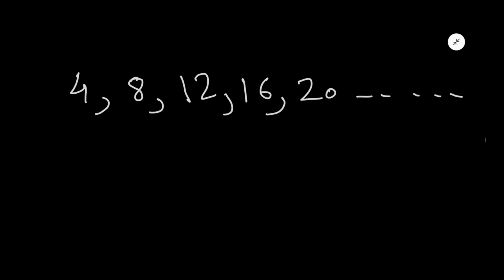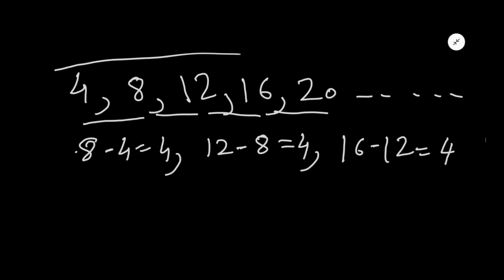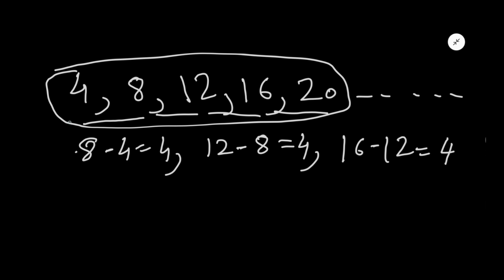So similarly, let's take one more example. So this is an AP which is going on. So the difference between the consecutive terms, which is 8 and 4, 12 and 8, 16 and 12 and 20 and 16, it will always be same. So 8 minus 4 is 4, 12 minus 8 is 4, 16 minus 12 is 4. So this is known as arithmetic progression, which is also known as AP.